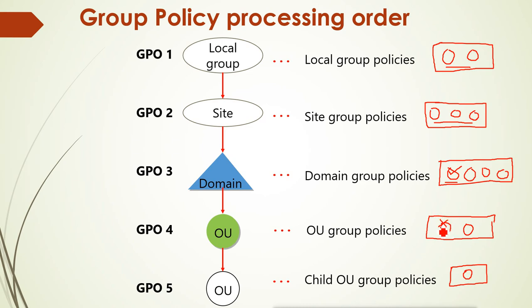Now here we have a conflict. In the domain policy it is saying allow, enable, and in the OU policy it is saying disable. Now what is the resultant policy? The resultant set of policy will be the policy which is applied on the OU. So the final policy which is going to be applied for the computer will be these two or three policies. From here, these three policies will be applied.